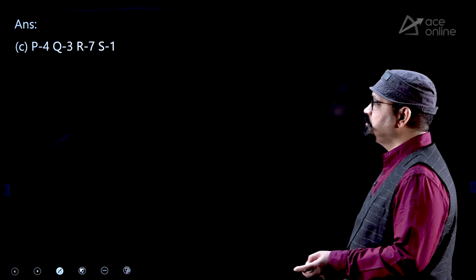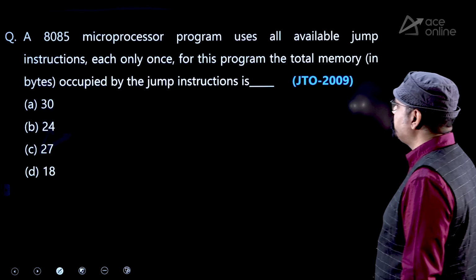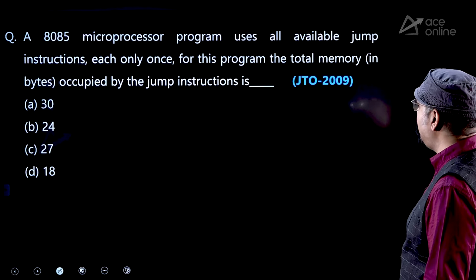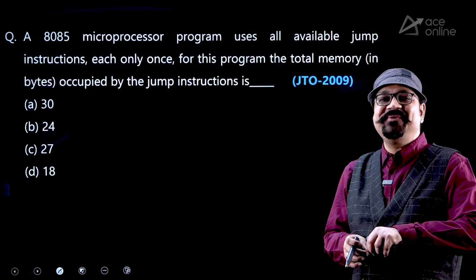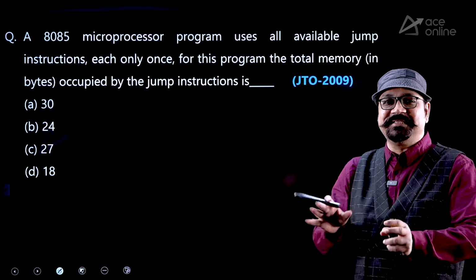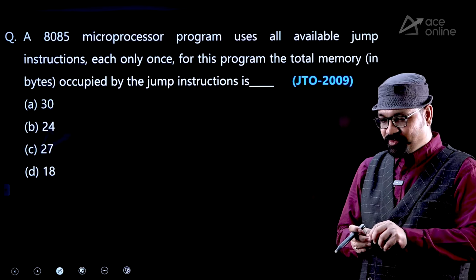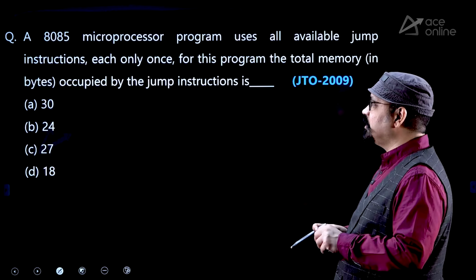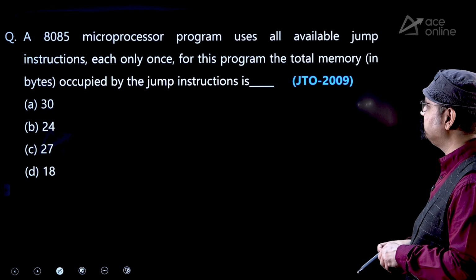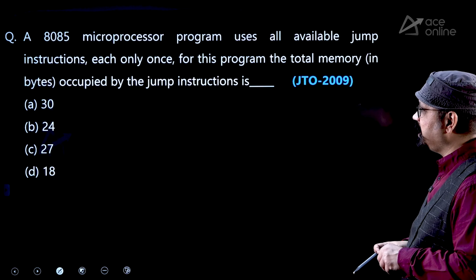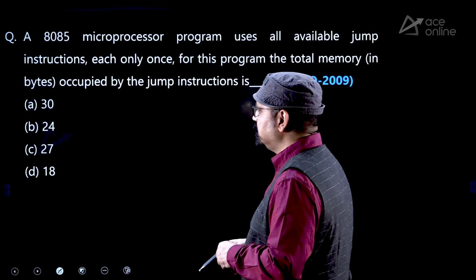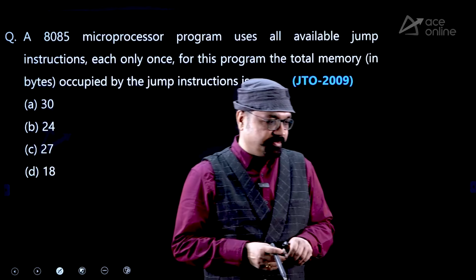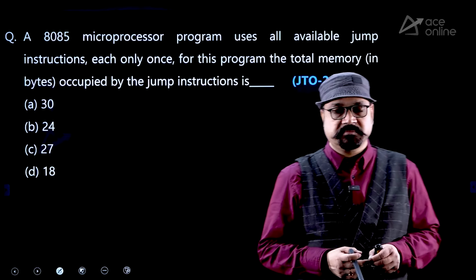Let's see another question. An 8085 microprocessor program uses all available jump instructions. No one will write like that. Who will write a program that contains only jumps? They are testing you. Okay, each only once. For this program, the total memory in bytes occupied by the jump instructions is dash. 30 bytes, 24 bytes, 27 bytes and 18 bytes.